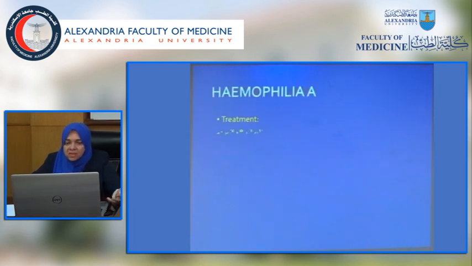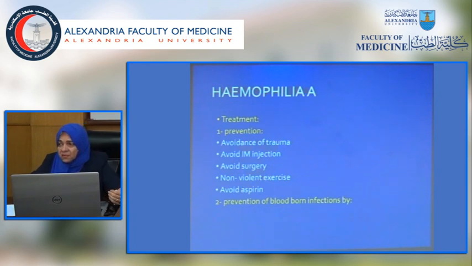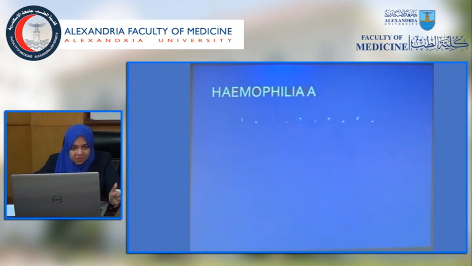How do we treat hemophilia A? First, prevention. We have to avoid trauma, avoid intramuscular injection, avoid surgery, or prepare the child for surgery with proper factor VIII replacement. Non-violent exercise, avoid aspirin. We have to prevent blood-borne infection due to the blood products that we will give intravenously to the child. So we have to do proper screening of these blood products, and we have to immunize the child against hepatitis B virus. Education, of course, and psychology.